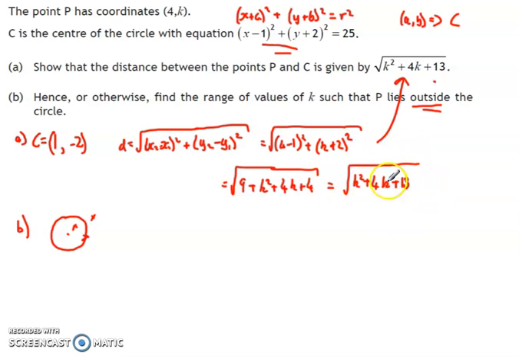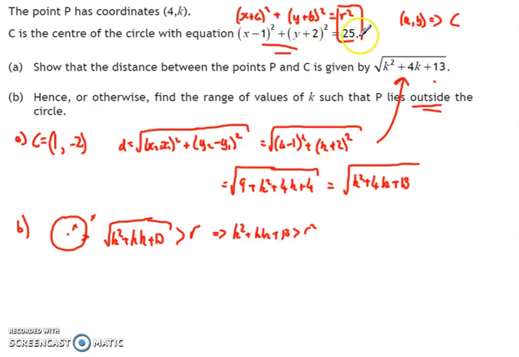So what that means is the distance formula has to give me that the square root of k squared plus 4k plus 13 has to be greater than the radius r. Now if I look at the original circle equation up here, I know that r squared is 25. If I get rid of this square root, I've got k squared plus 4k plus 13 has to be greater than r squared. Now I know r squared is 25, so I can substitute that in straight away: k squared plus 4k plus 13 has to be greater than 25.